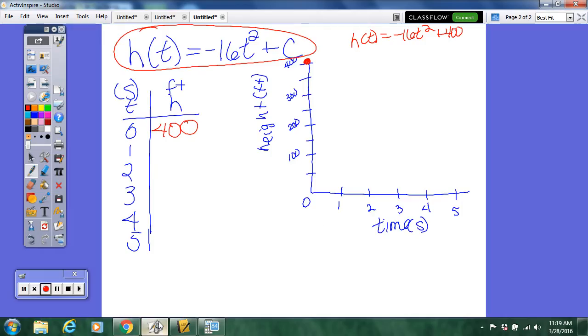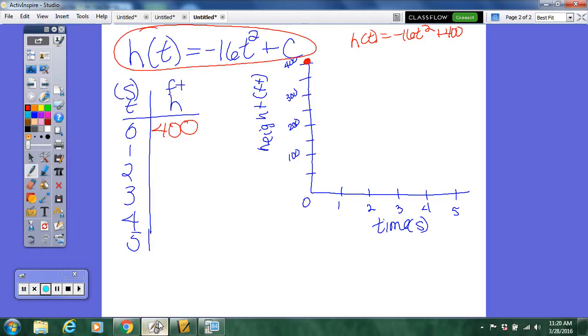Do what, Sam? Can't do a negative what? I can't fall a negative distance. And I can't go back in time. So we're only graphing this first quadrant, so we don't need to see the rest of it.